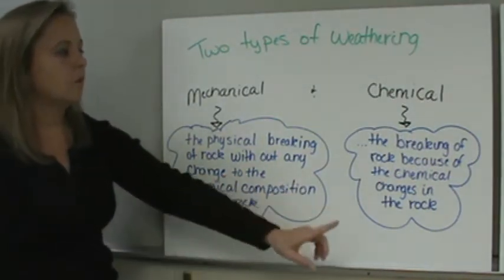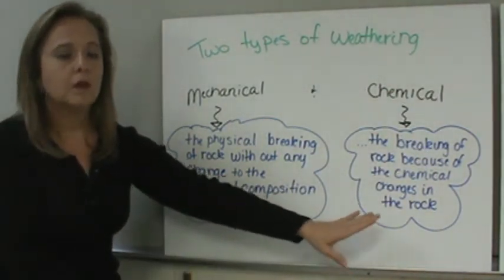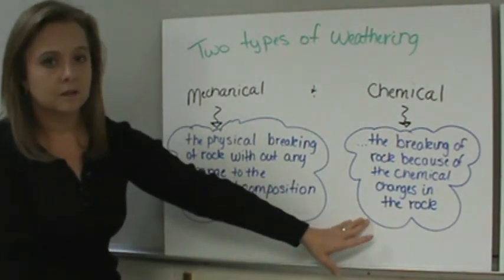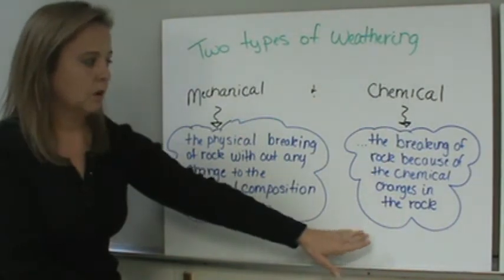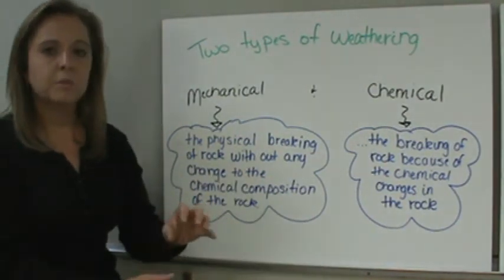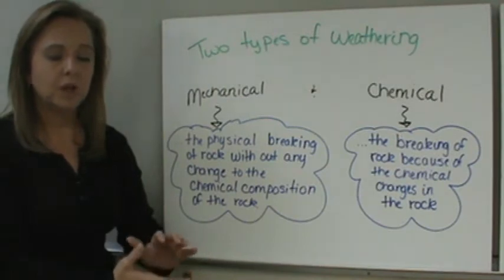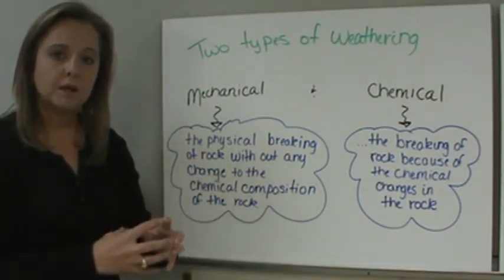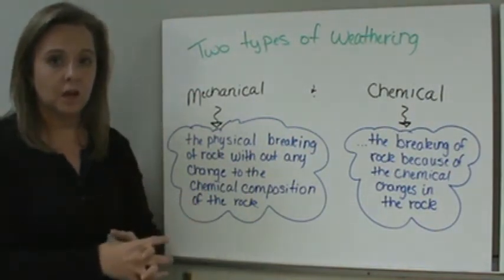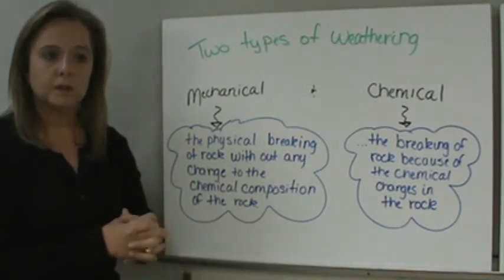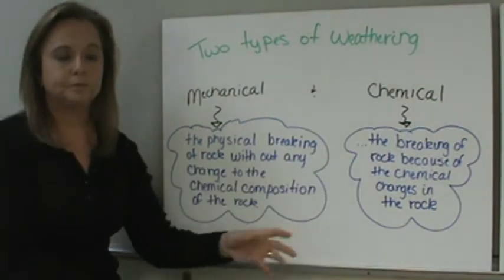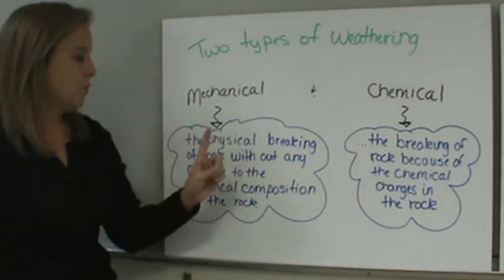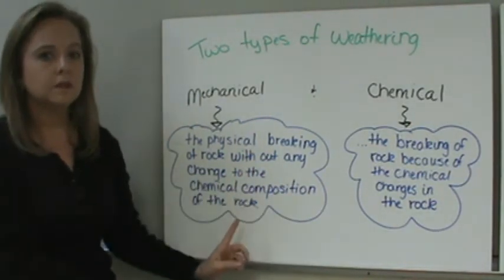The other form is chemical. Chemical weathering is defined as the breaking of rock because of chemical changes in the rock. The breaking into smaller pieces happens because something changed in the chemistry, something changed in the chemical compounds that hold that rock together. Because those chemical bonds changed, the rock broke down. In class, through activities and labs, we're going to see examples of these two things happening.